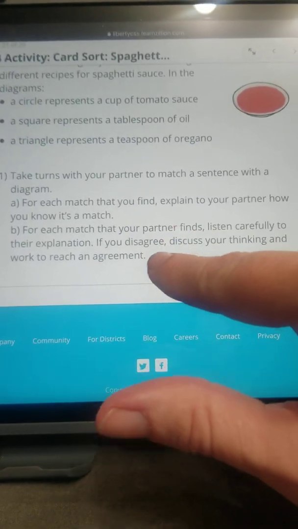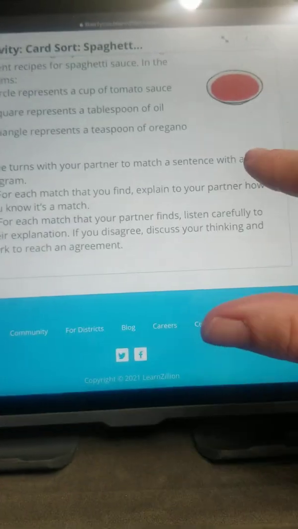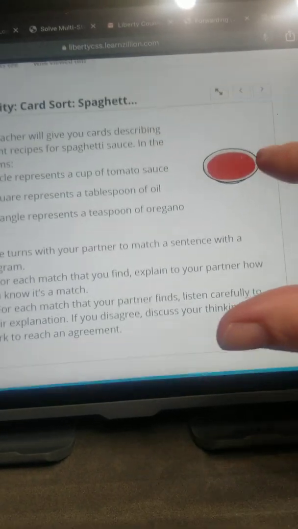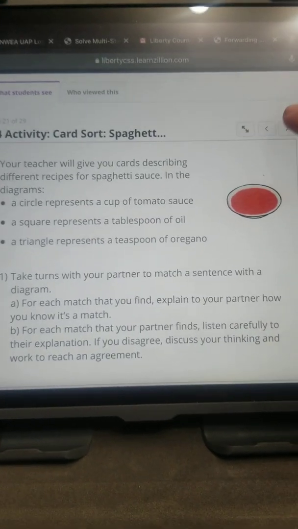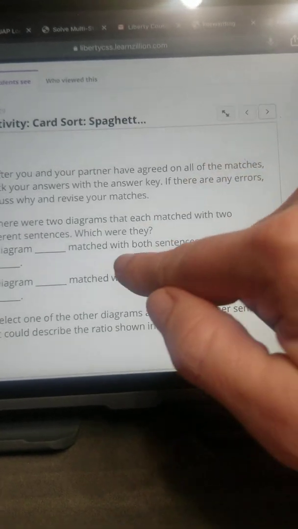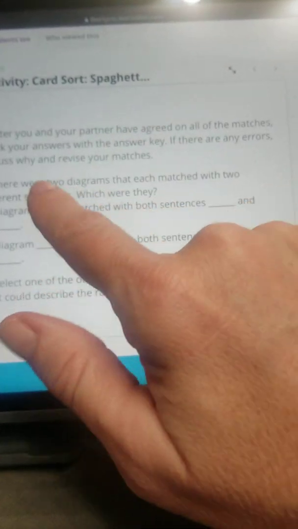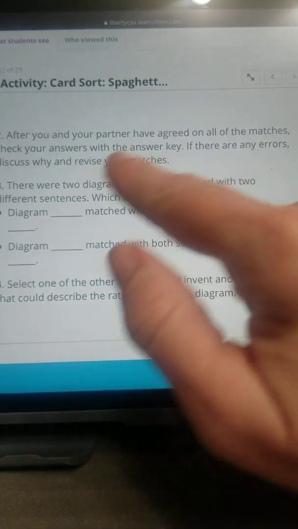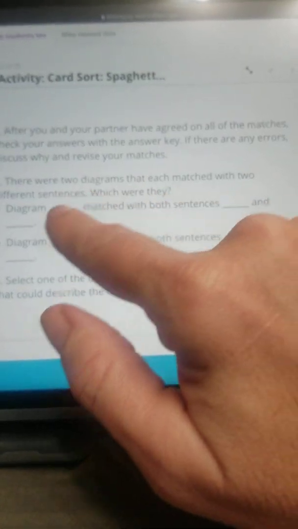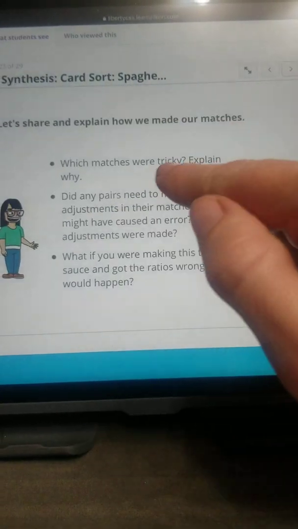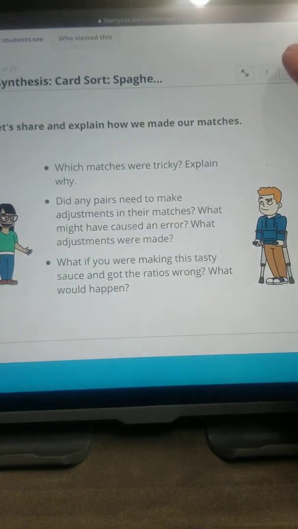Basically, discuss math. For each match that your partner finds, listen carefully to their explanation. If you disagree, discuss your thinking and work to reach an agreement. Then, after you agree, there are 2 diagrams that matched with 2 different sentences. Which are they? Let's share and explain how we made our matches.